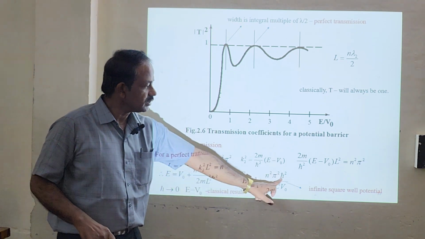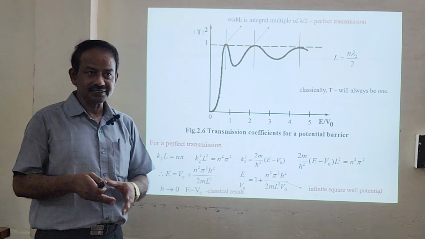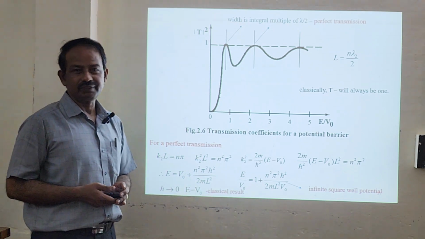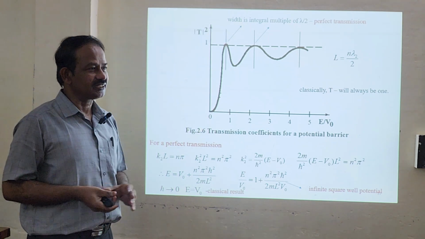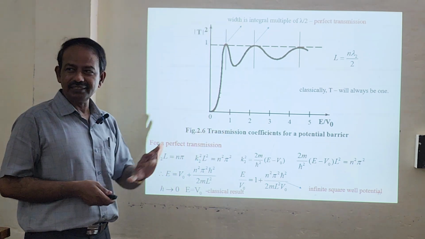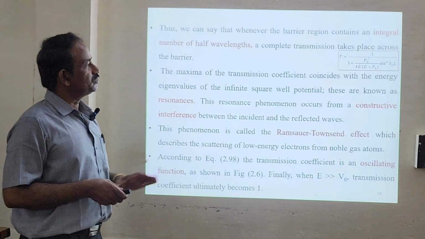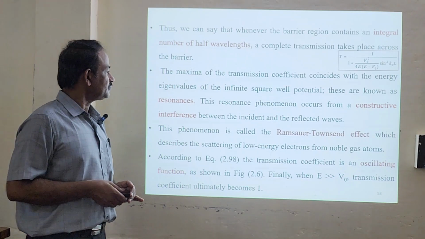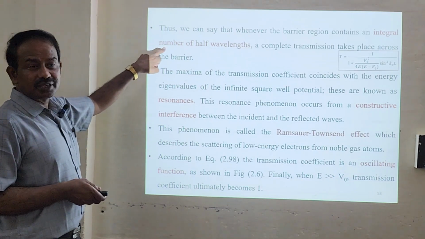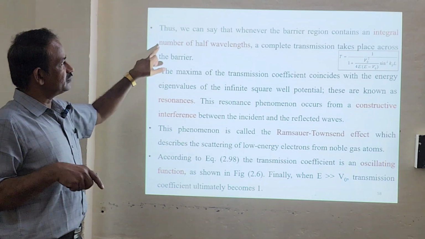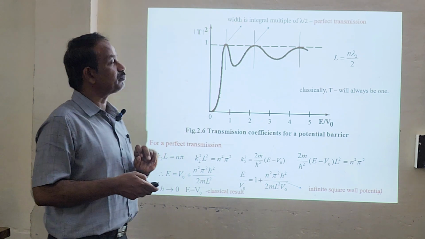Now look at this one. h tends to 0, you have E equals V0. E equals V0 is the classical result. When E equals V0, we will have perfect transmission. There will be no reflection at all. So it obeys exactly the classical results also. Thus we can say that whenever the barrier region contains an integral number of n lambda by 2, we will have a complete transmission.